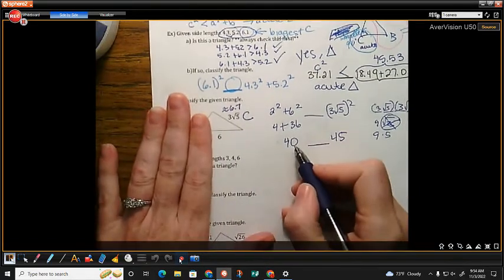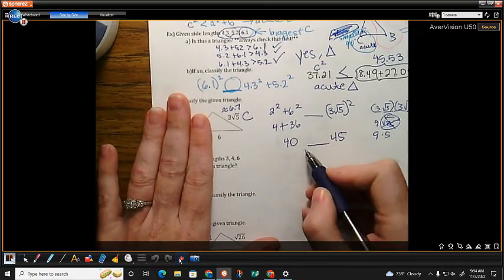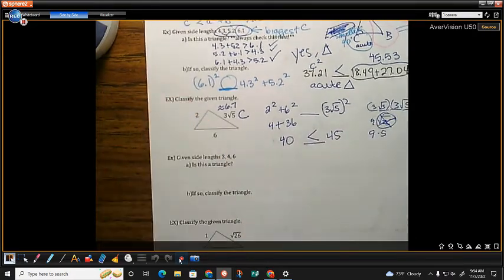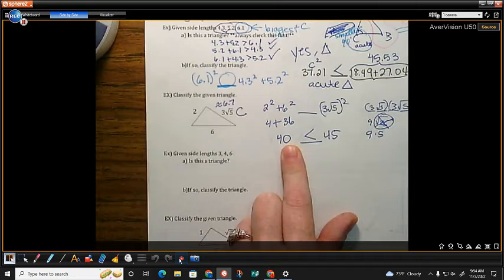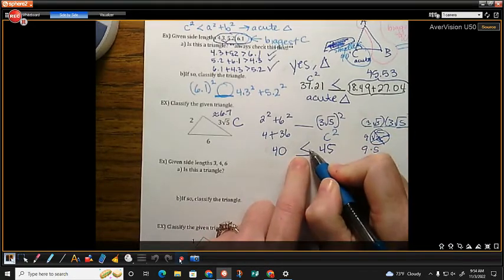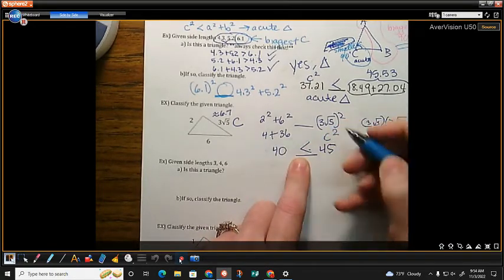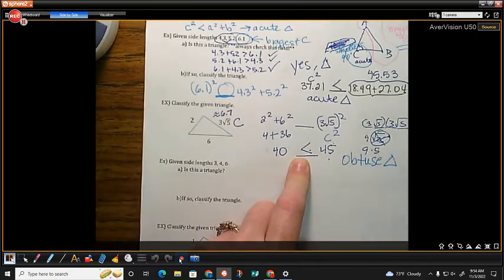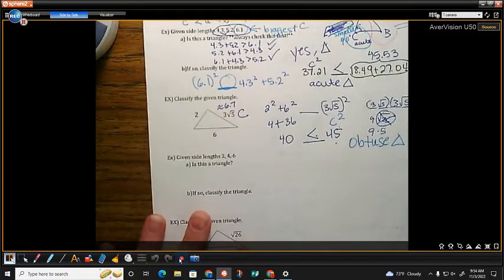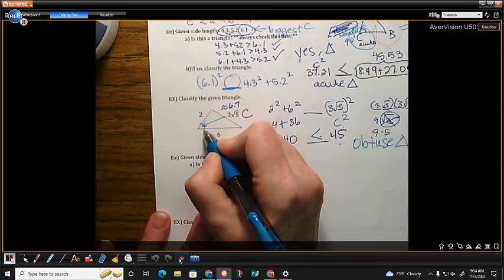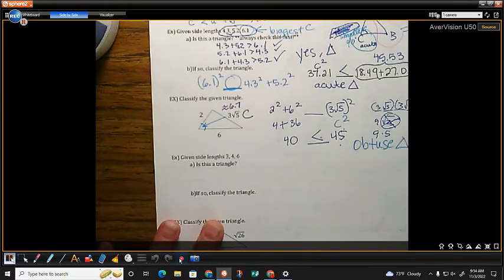And so now you ask yourself, is 40 bigger than, less than, or equal to 45? Less than. So is this acute, obtuse, or right? Obtuse. But wait a minute, this was less than, but that's A and B. I wrote it backwards. We want to see if the c squared is bigger than the sum of the other two. If c squared is the bigger thing, it is an obtuse triangle. And guess which angle is the obtuse one? The one across from the letter C. Okay?